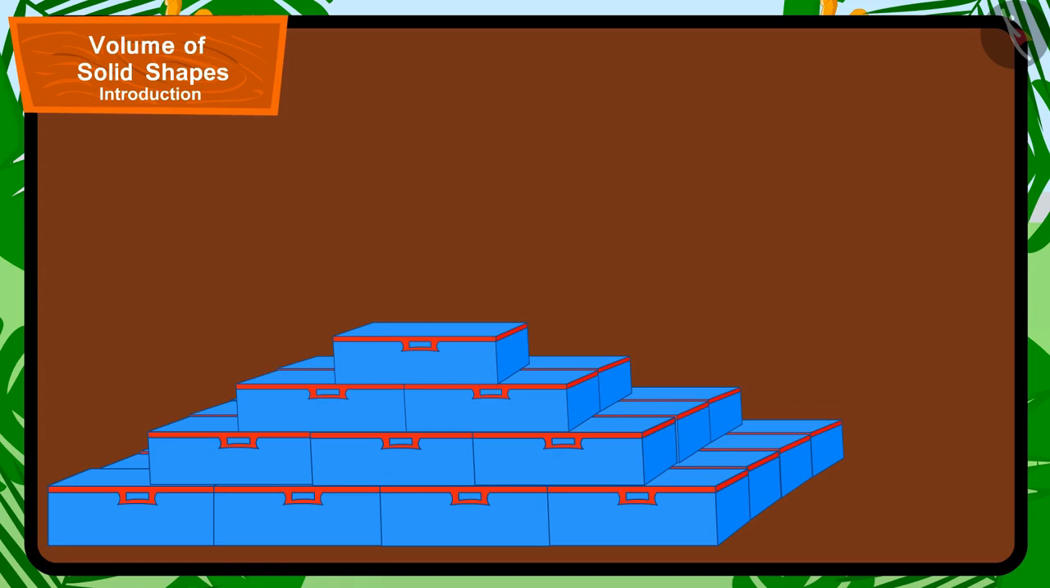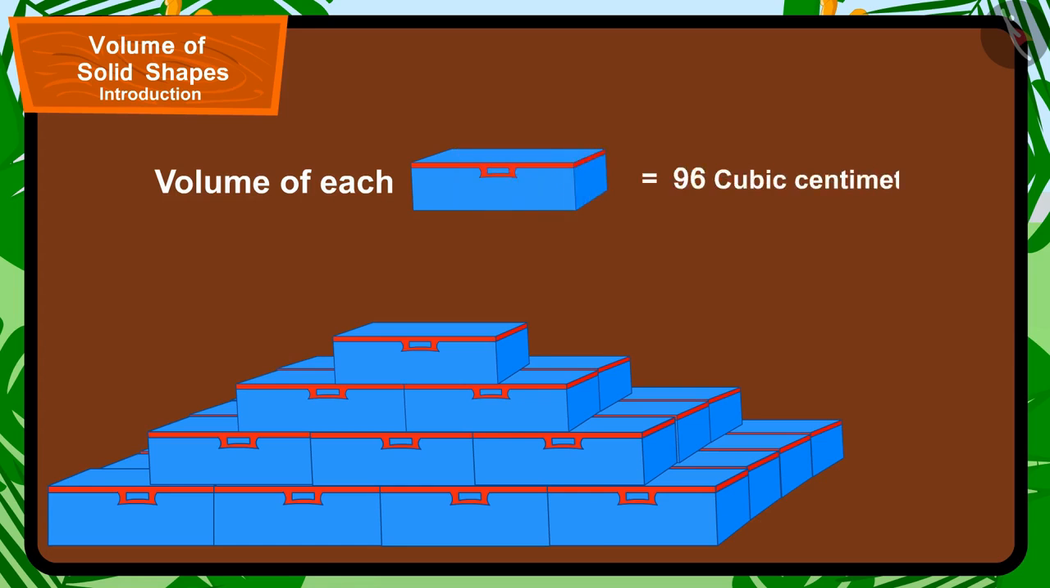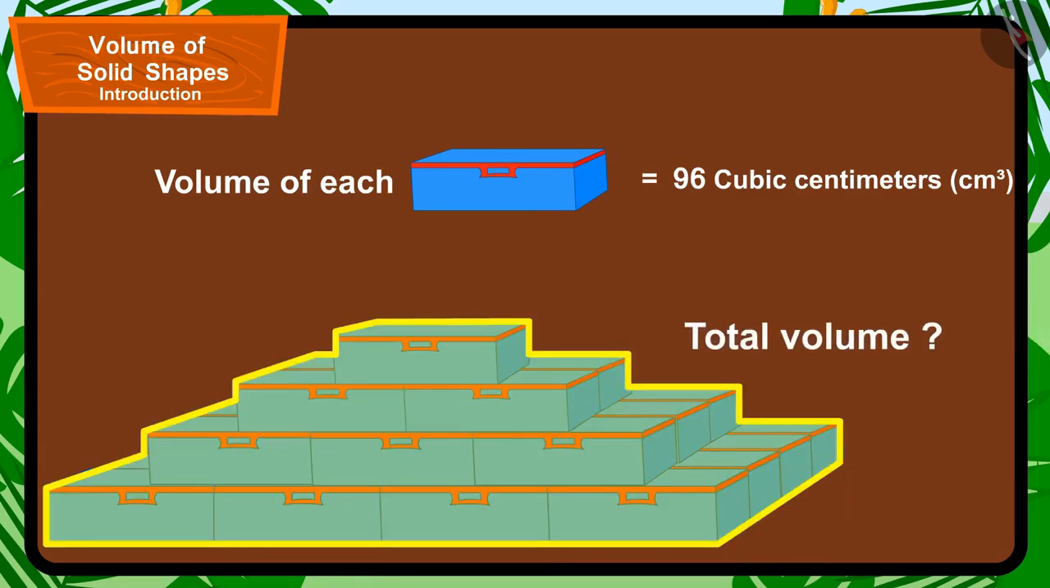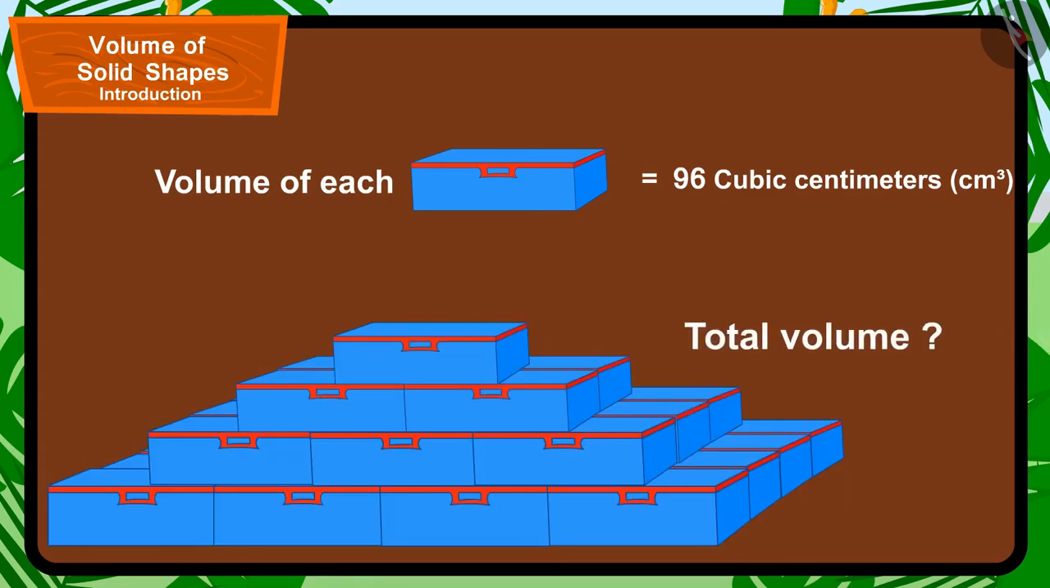Children, if the volume of each compass box is equal to 96 centimeter cube, can you find out how many centimeter cubes will be the total volume of all compass boxes being used in this shape? If you want, you can stop the video and find the answer.